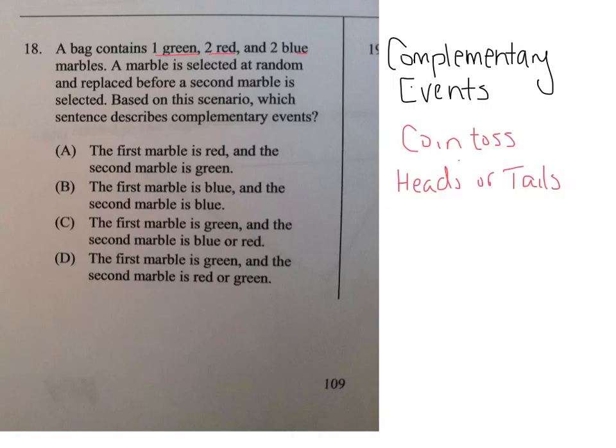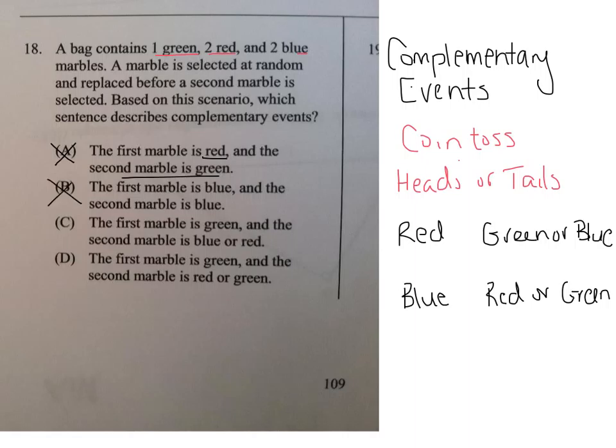So for instance, if you pull a red marble and that's your first situation, the second situation needs to include the other two options so that you only have two situations. So it would have to be green or blue to make this complementary events. In this case, they only say the second marble is green, so that doesn't make sense. The first marble is blue would mean your second event needs to include red or green. And in this problem, they say blue and then blue, so that doesn't even include the other two situations at all.